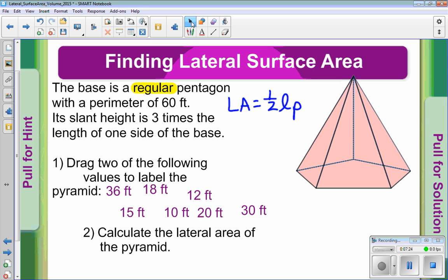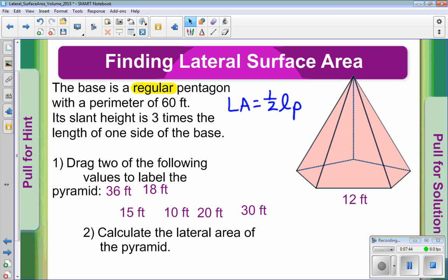So what's the measure of one side? 36? Where'd you get 12, Lucia? So each side should be the same. So we're going to go ahead, and 60 divided by 5 is 12. So we know that one side of the base is 12. Matter of fact, any side of the base is 12, right? Okay. So I know I'm going to use that maybe. We're going to drag it.